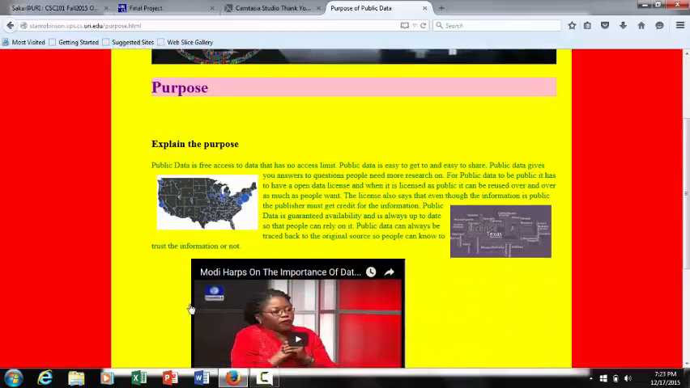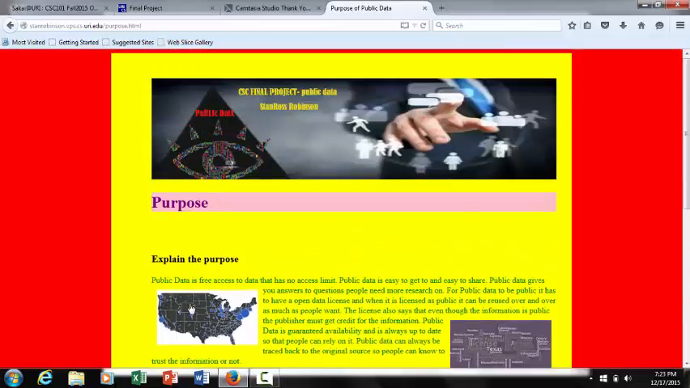To construct this website, I definitely had a lot of help from Khan Academy. They taught me how to put in my HTML, my doc types, my heads, bodies, and opening and closing paragraphs and titles, and also headings.